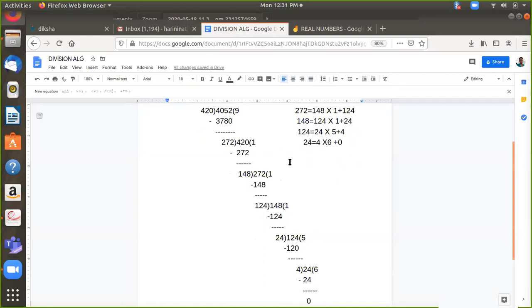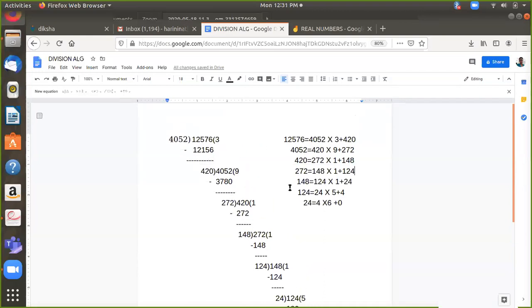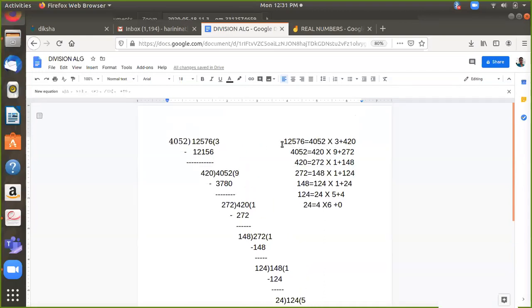Any doubt you can ask now. So to start with, you can do the division and then put it in this form. Otherwise, directly you can start thinking like this. 12,576, there will be 3, 4,000.